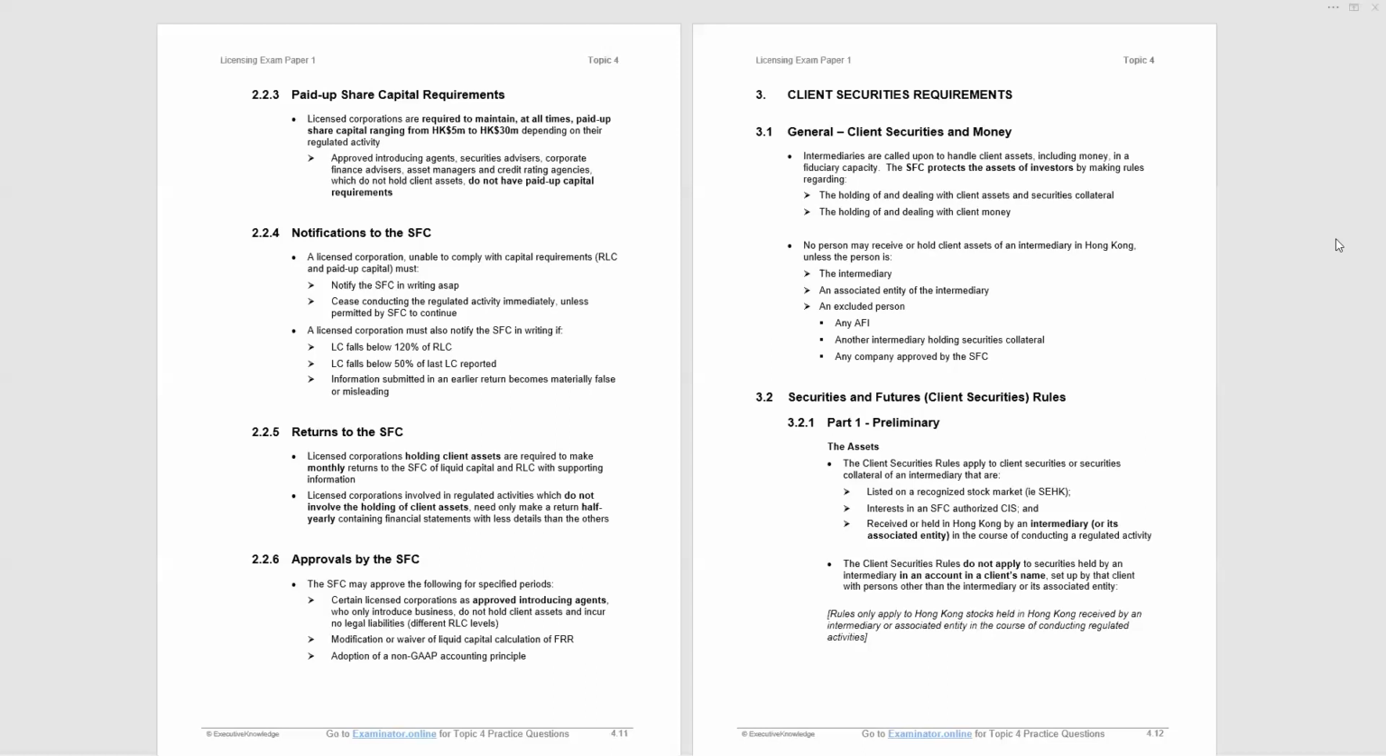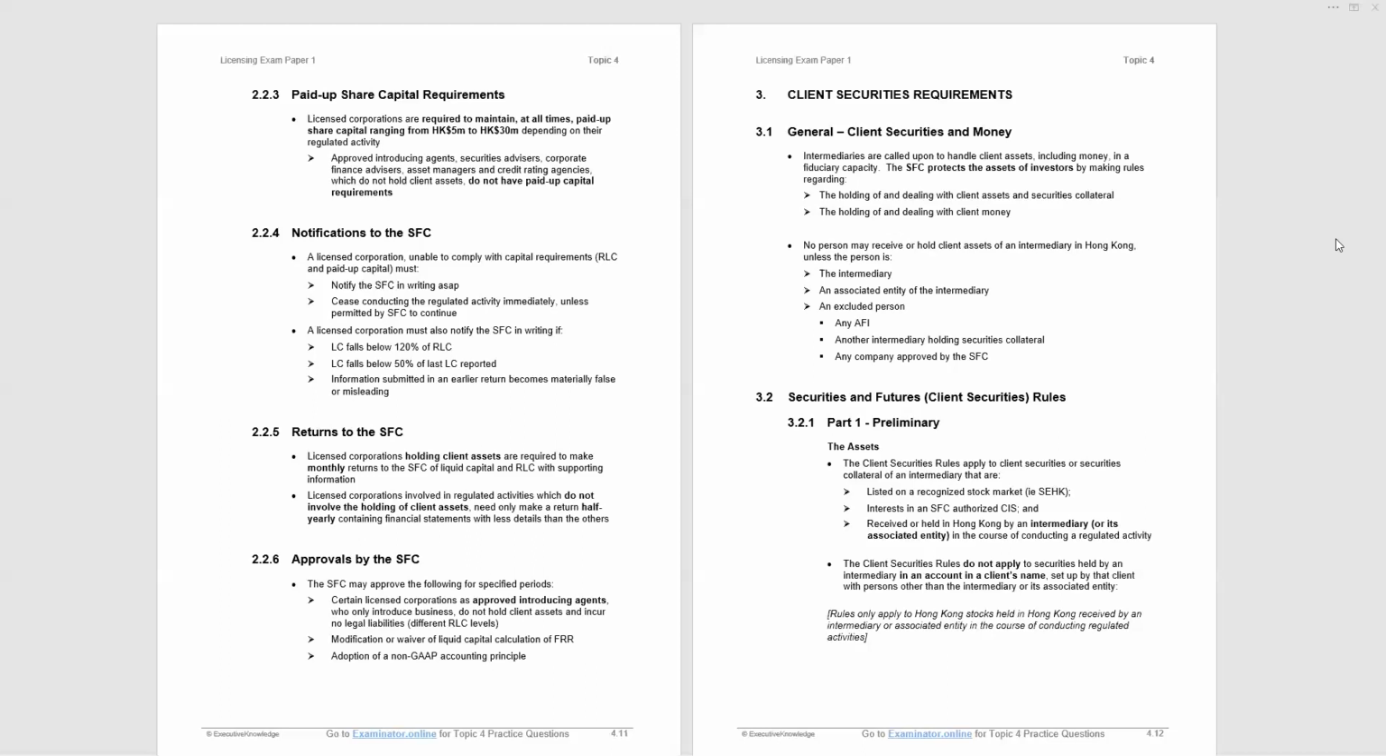So I've summarized that with the next bullet point. The client securities rules do not apply to securities held by an intermediary in an account in a client's name. Actually, the summary is right at the bottom. I beg your pardon. This point is to do with being held in an account in a client's name. If that's the case, the rules don't apply because there isn't the risk. The securities are in a client account. So the summary is in the italics at the bottom.